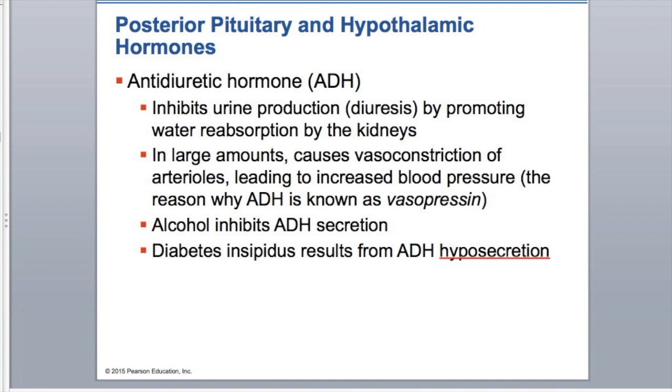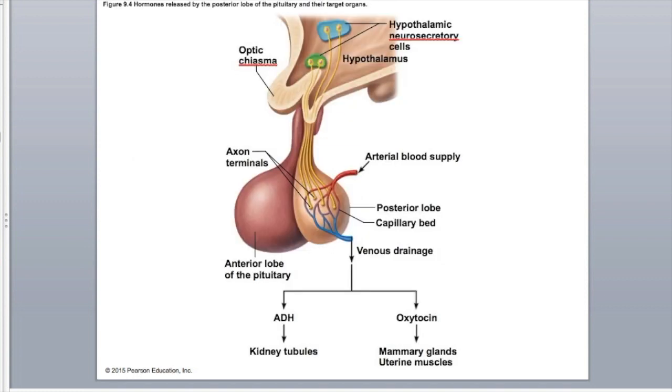up incredibly thirsty. It also is related to diabetes insipidus because ADH hyposecretion causes a person to have to pee more, which is one of the big symptoms of type 1 diabetes. That ADH hyposecretion, or decrease in ADH production, definitely causes an increase in urination. So if we look at the anterior and posterior, here's your posterior lobe with your ADH, which targets the kidney tubules, the oxytocin, which targets your mammary glands and your uterine muscles.